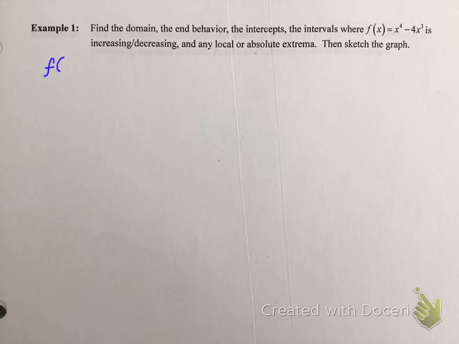Okay, so let's start with number 1. The original function is f of x equals x to the fourth minus 4x cubed. The domain of this, because it is a polynomial and I'm not dividing anything off, is all real numbers. So the domain is negative infinity to positive infinity. That's good because I don't have any holes. The whole function is continuous. So I found the domain. Now let's look at the end behavior.